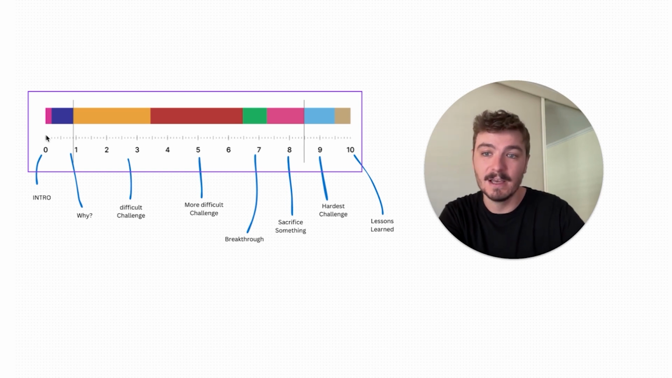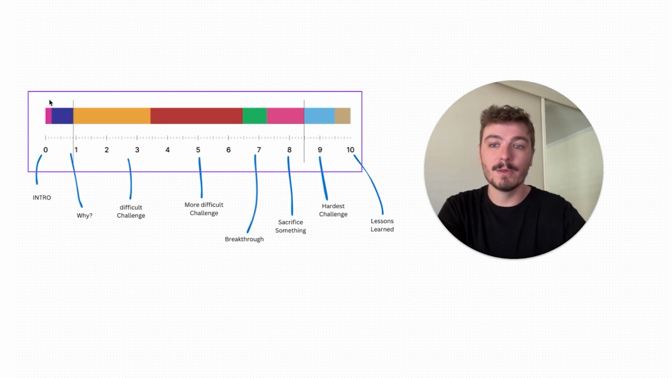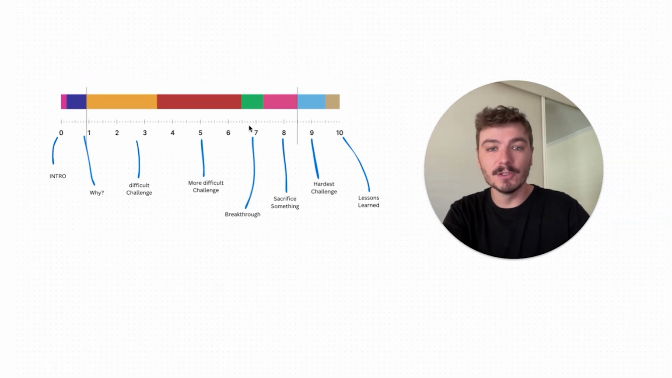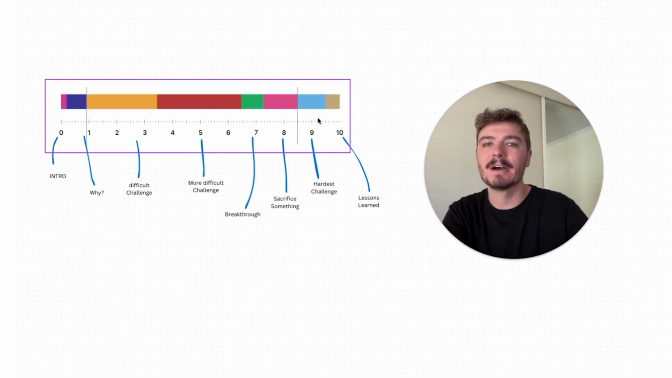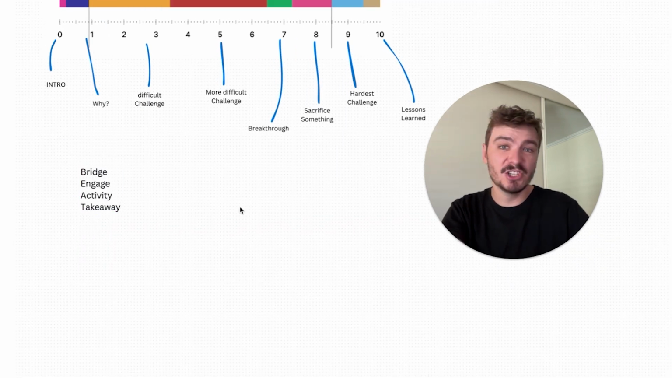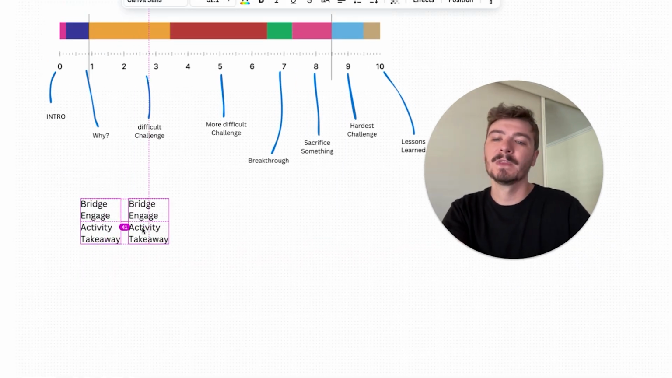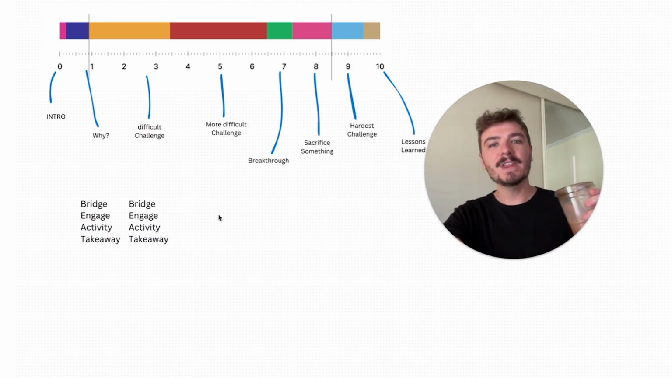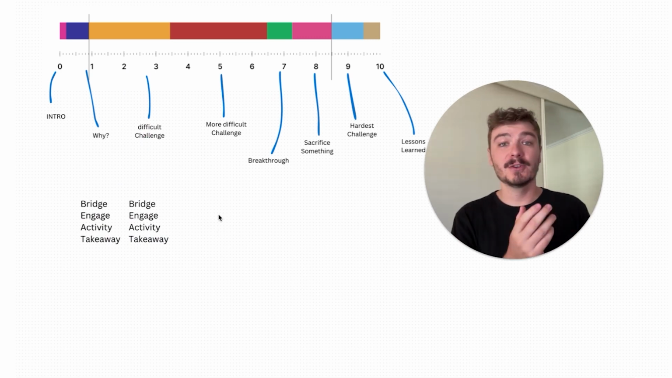So here I can see 1, 2, 3, I can see all of the minutes. So what we're going to do here is look at these different beats here. And what I'll do is just plan out what I'm going to talk about in each of these beats. So I have this thing here, which is my beat cheat sheet, formula, whatever you want to call it. And it goes bridge, engage, activity, and takeaway. That has helped me so much. So yeah, let's go through it.